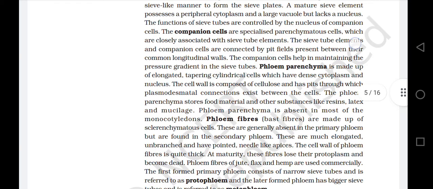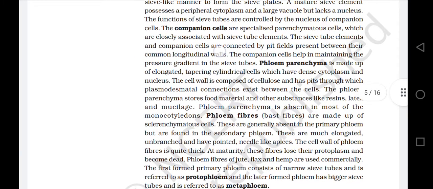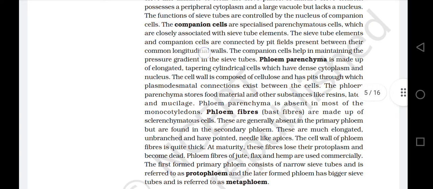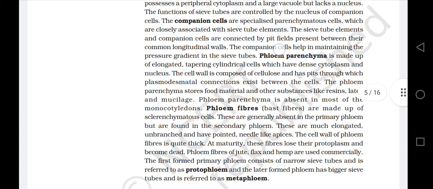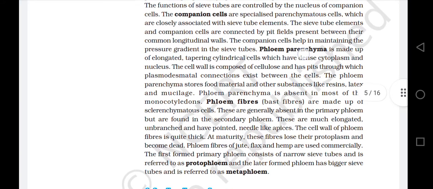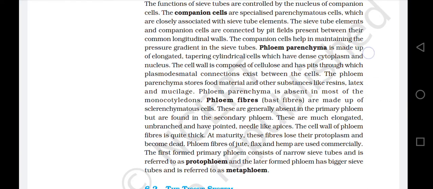The sieve tube elements and companion cells are connected by pit fields present between their common longitudinal walls. The companion cells help in maintaining the pressure gradient in the sieve tubes.